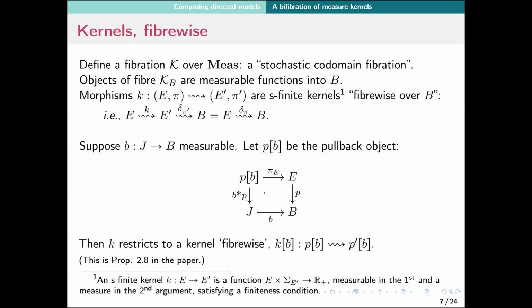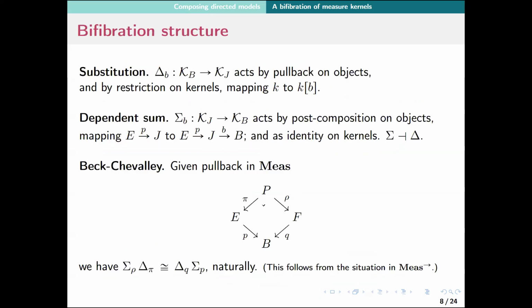And you can really easily show that if you've got a kernel satisfying this condition, it restricts to a kernel fiber-wise. That is to say, it restricts to a kernel between the fibers over this generalized element. It's proposition 2.8 in the paper, but it barely deserves that name. It's very, very easy to show. You precompose your kernel function with these projections on E and B prime, and that's your pullback kernel. Okay, so that's the main technical slide.